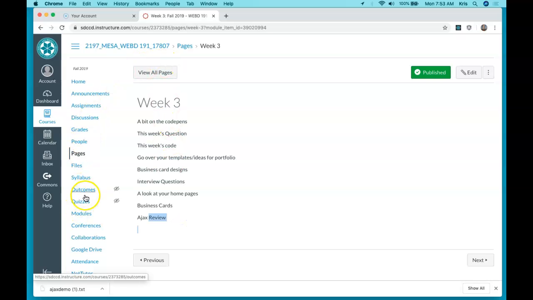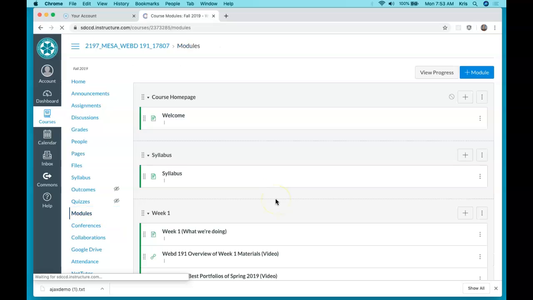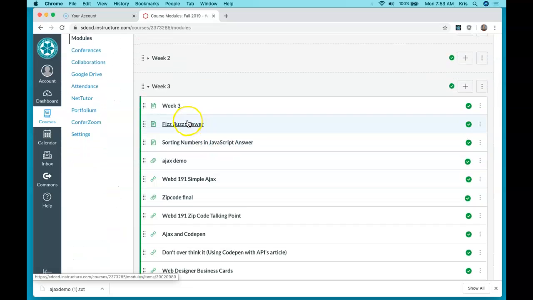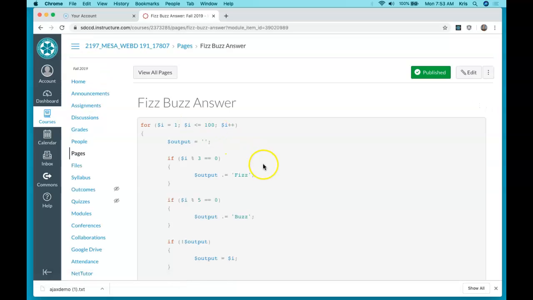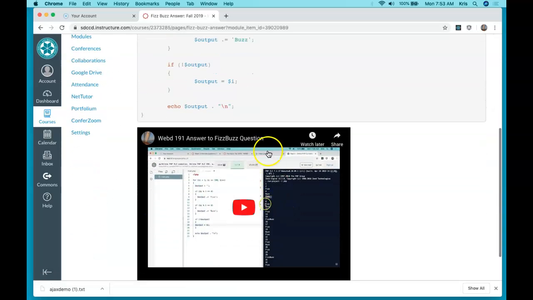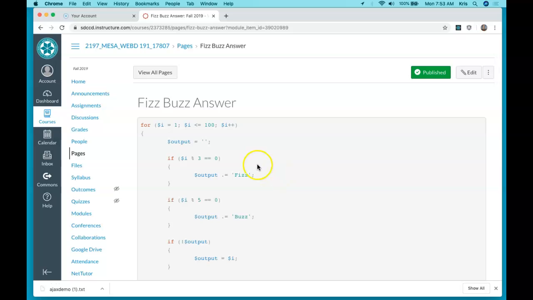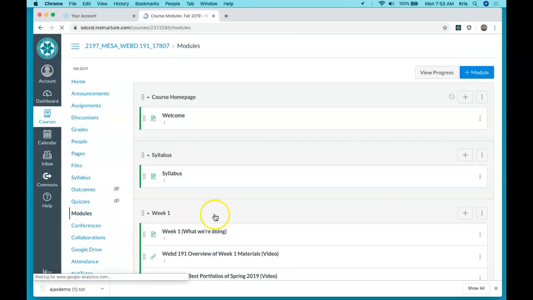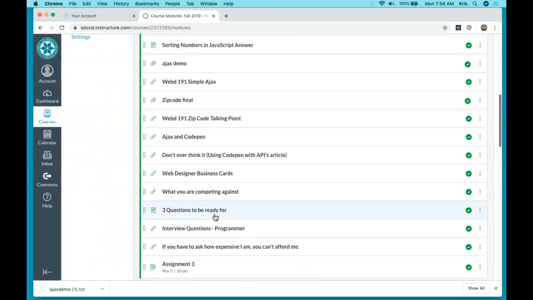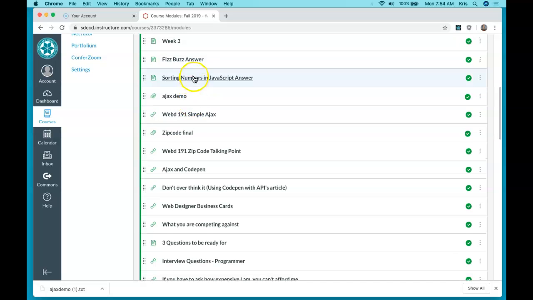So if I go back to Module 3, there is the answer to our FizzBuzz question. This is from an interview question from last week, a very common problem. And here I'll show you the logic of working through it. I ended up doing it in both PHP and JavaScript, but this is honestly the most common question asked in interviews for developers.